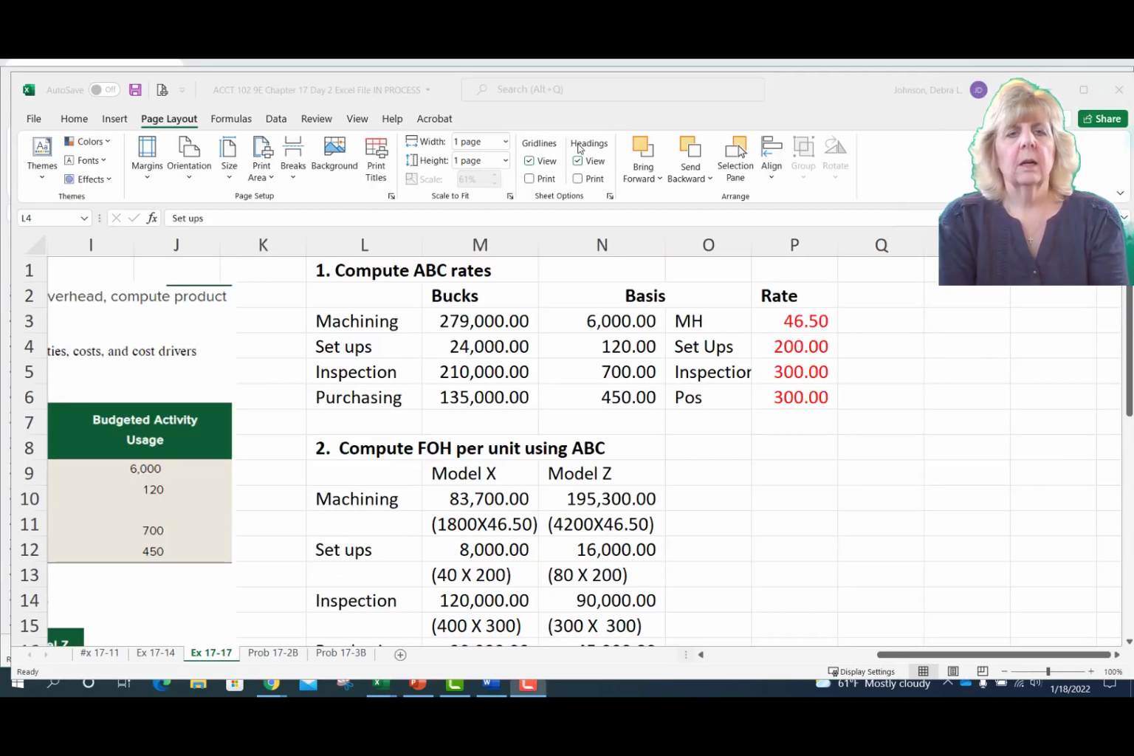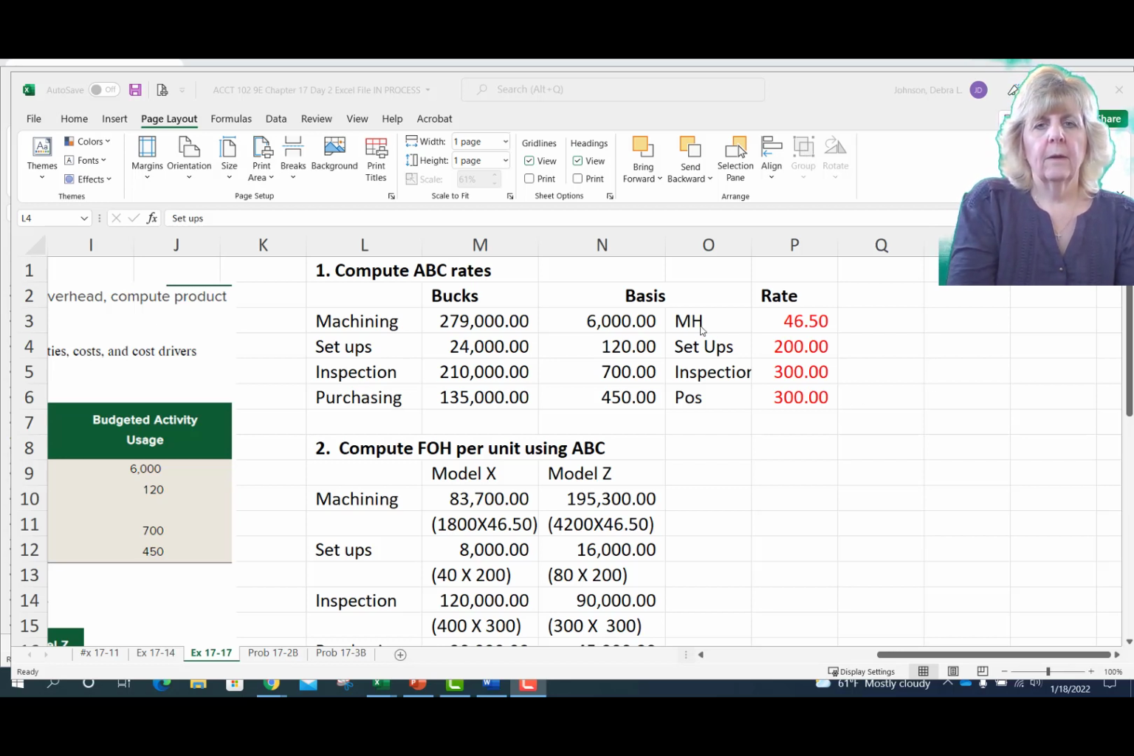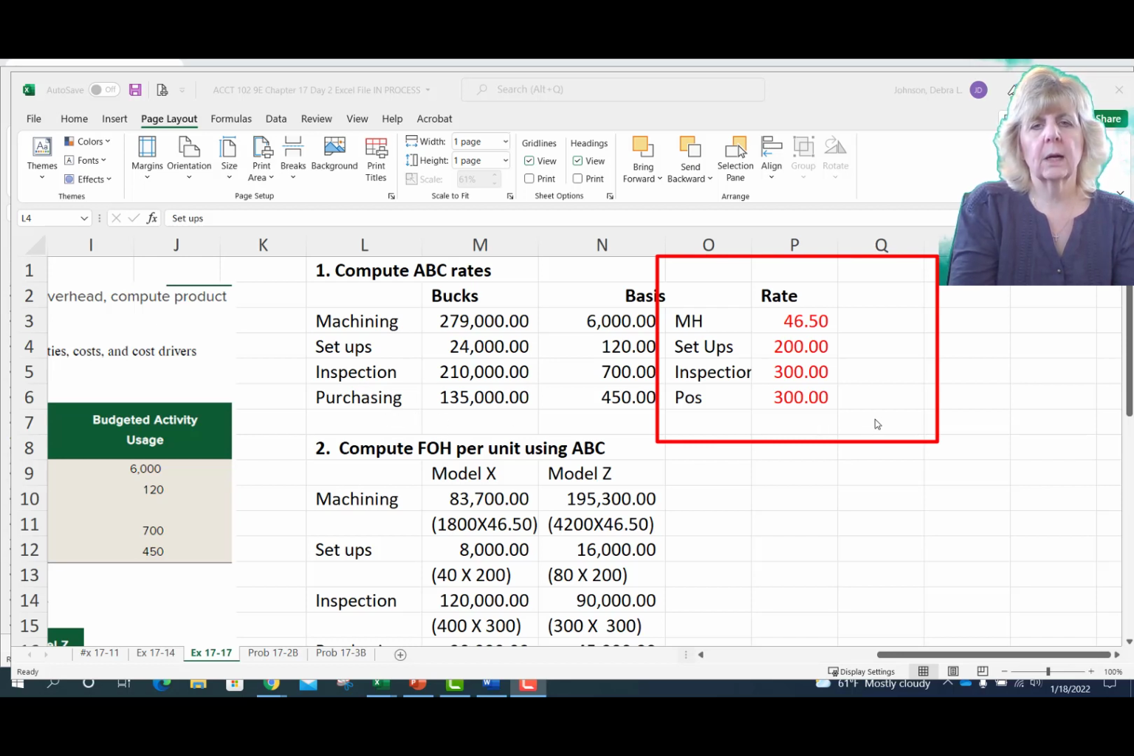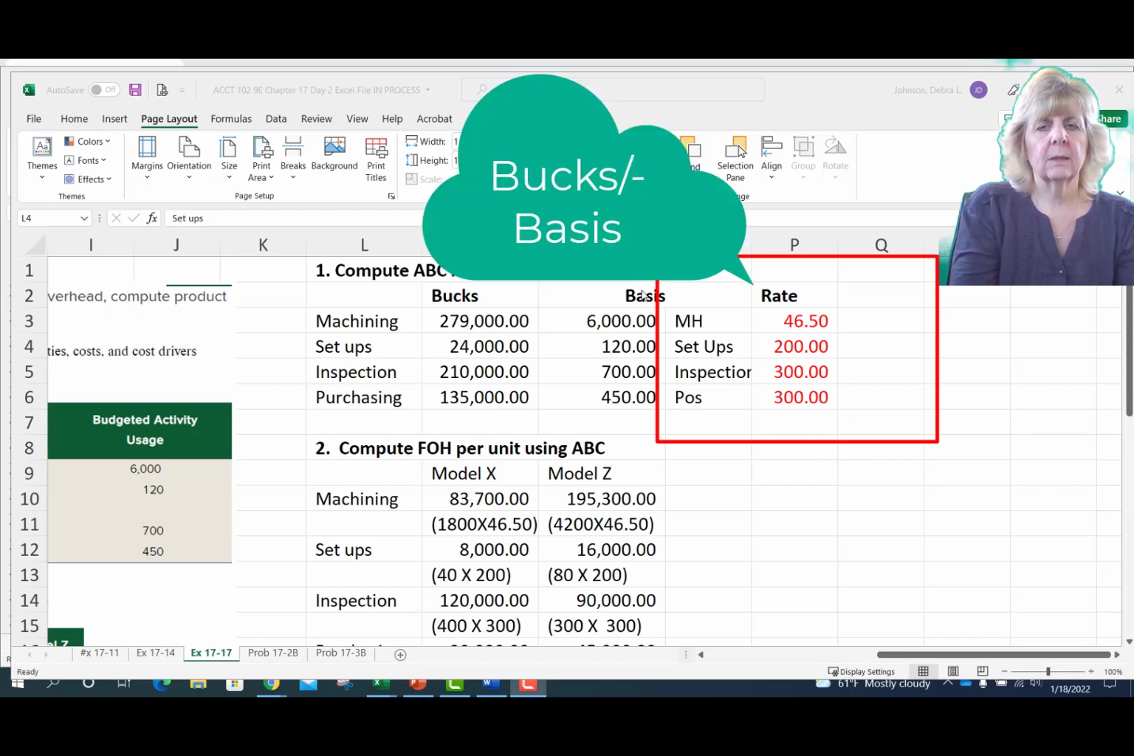Let's check out the activity-based costing rates that you came up with. Machining, setups, inspection, and purchasing were identified to be the 4 major activities. When we took the bucks per the cost pool and divided by the basis, we should have come out with these 4 rates. Take a moment and check your work.